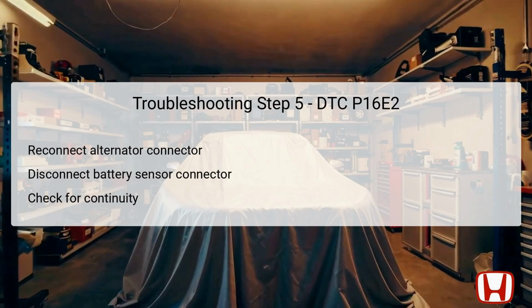Begin by reconnecting the alternator 1P connector to restore its functionality. Next, disconnect the 12-volt battery sensor 3P connector. The main task now is to check for continuity between the battery sensor 3P connector number 3 and the body ground. Like previous tests, ensure that the vehicle is in the off or lock mode while performing this continuity test.